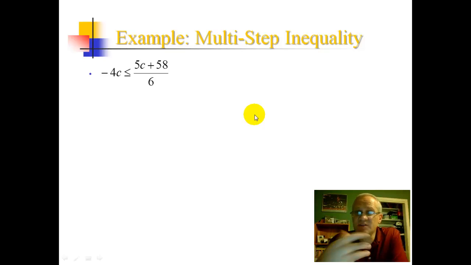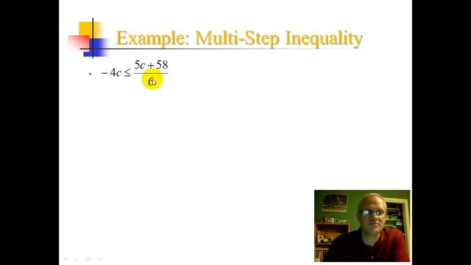Okay, what about this one? This one's a little bit different because we've got a fraction in there. And so in this situation, you do not want to do the subtracting 58 first, because this is not really a 58. This is 58 divided by 6. So that kind of throws things off a little bit. Now, I would not suggest making this 5c over 6 plus 58 over 6. That's going to be really confusing.